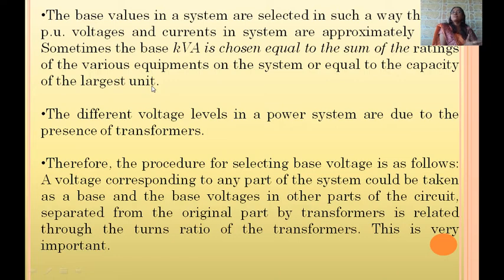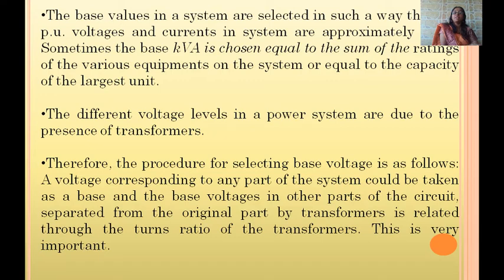So what base value will we consider? Generally, the generator kVA will be considered as the base kVA because it has the largest capacity. Or suppose we have 3 motors, then we add their ratings, and that sum will be considered as the base. So this is one of the methods of considering the base value.